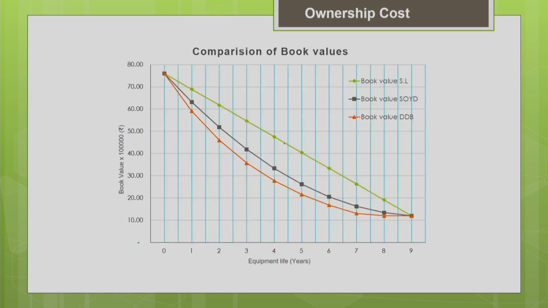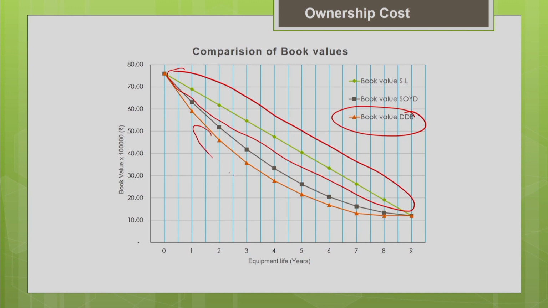You can see that in the straight line method, there is a linear reduction. The reduction in the book value is linear. But for the other 2 methods, it is non-linear. And you can see for the double declining method, it is more accelerated, so the book value reduction is more. One thing to be noted is that the rate of reduction differs for different methods.